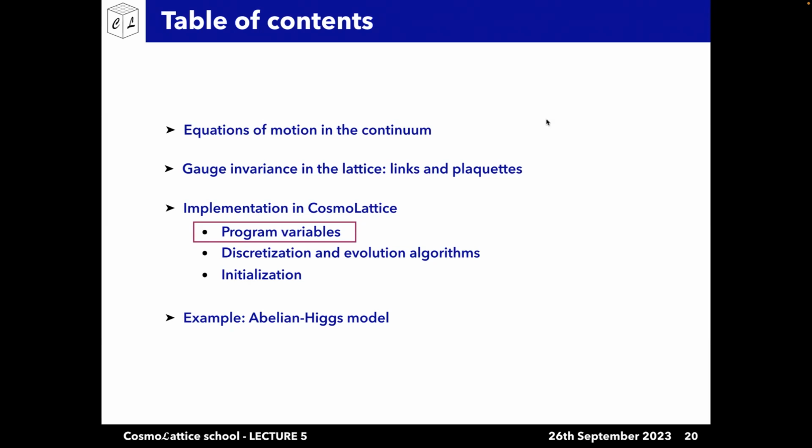Okay, so shall I continue? I think so. Go ahead, Paco, please. Okay, so now I think we have overcome the hardest part of this lecture, which is the definition of links and plaquettes. Now we are going to talk about something a little easier, which is how these gauge field equations are implemented in CosmoLattice, and then we show an example of the Higgs model simulation. Okay, let's start with the program variables.